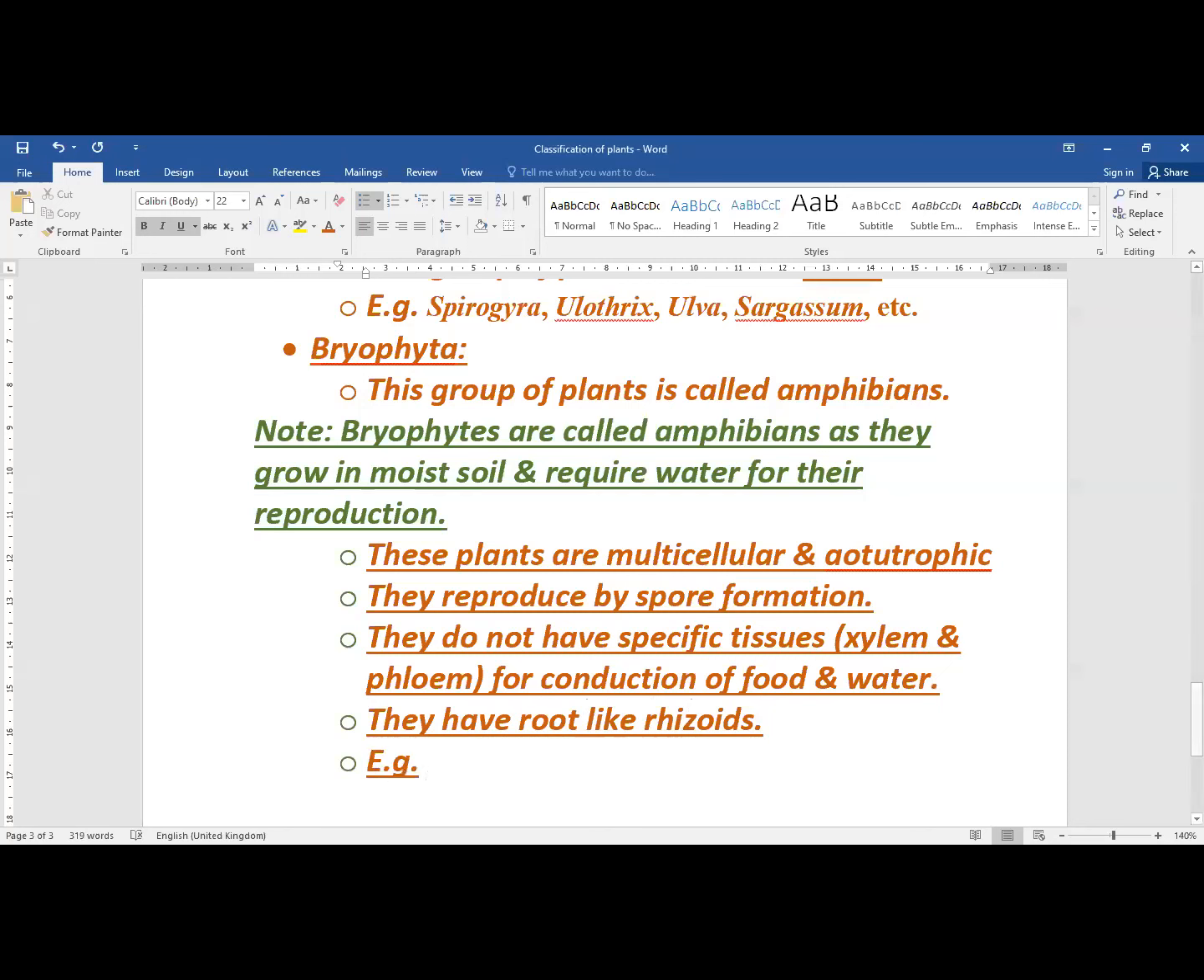And the examples, we'll write the examples: moss, that is Funaria. We'll copy all these examples and put them here. Examples are moss, Marchantia, Anthoceros and Riccia. These are some examples. Done with this.